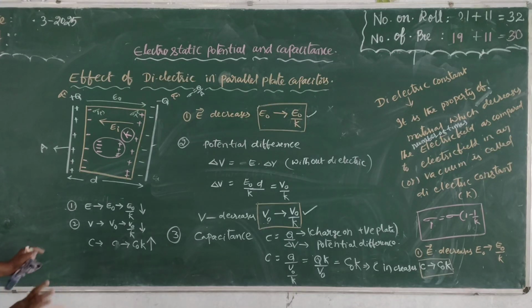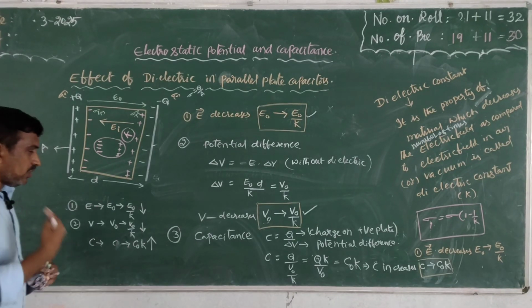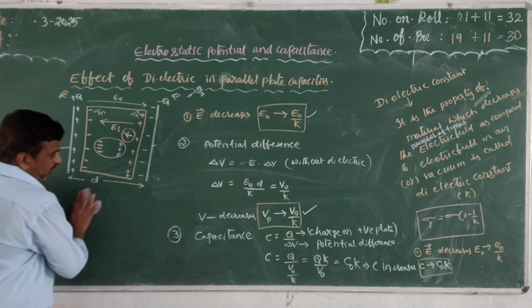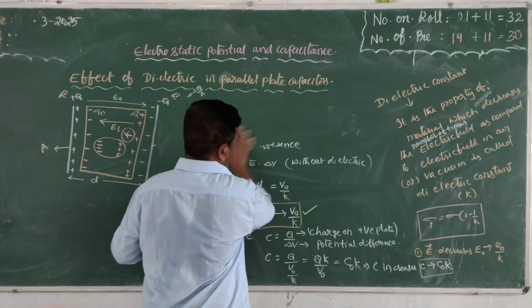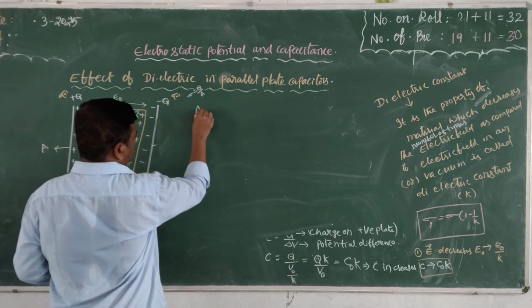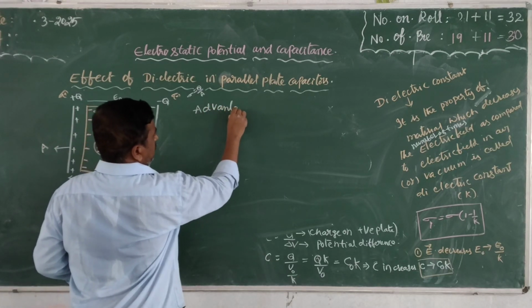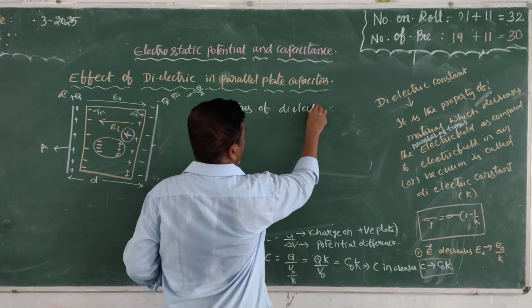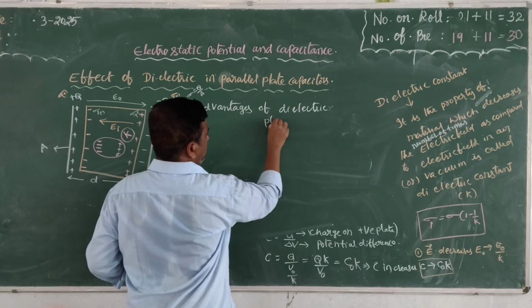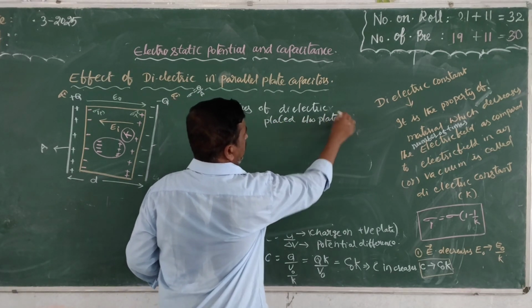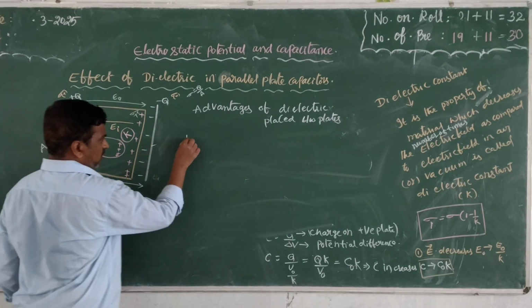This is the effect when dielectric is placed in between the parallel plates: electric field decreases, potential also decreases, capacitance increases. What are the advantages of dielectric when placed between the parallel plates? See here, advantages. What is the first advantage?